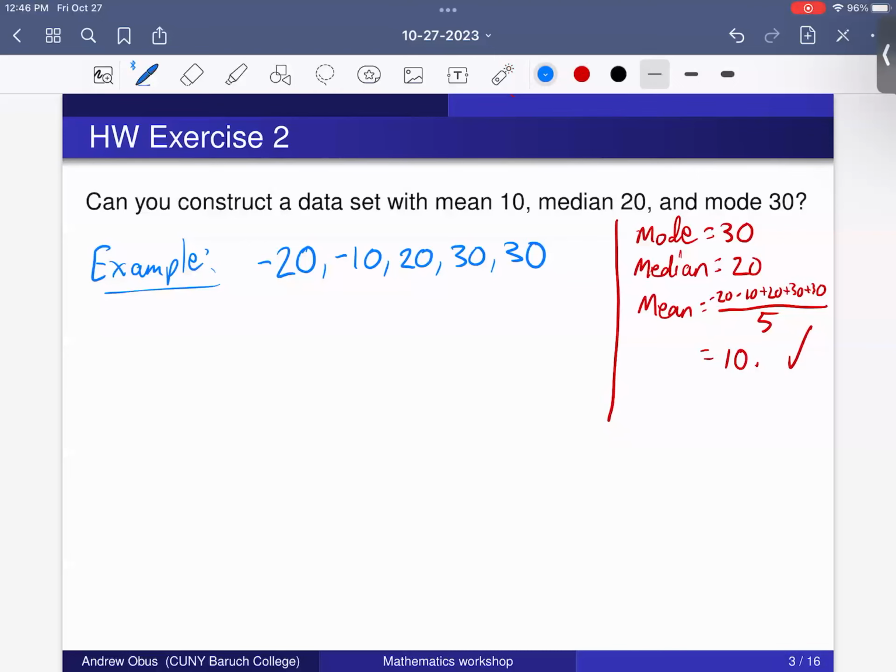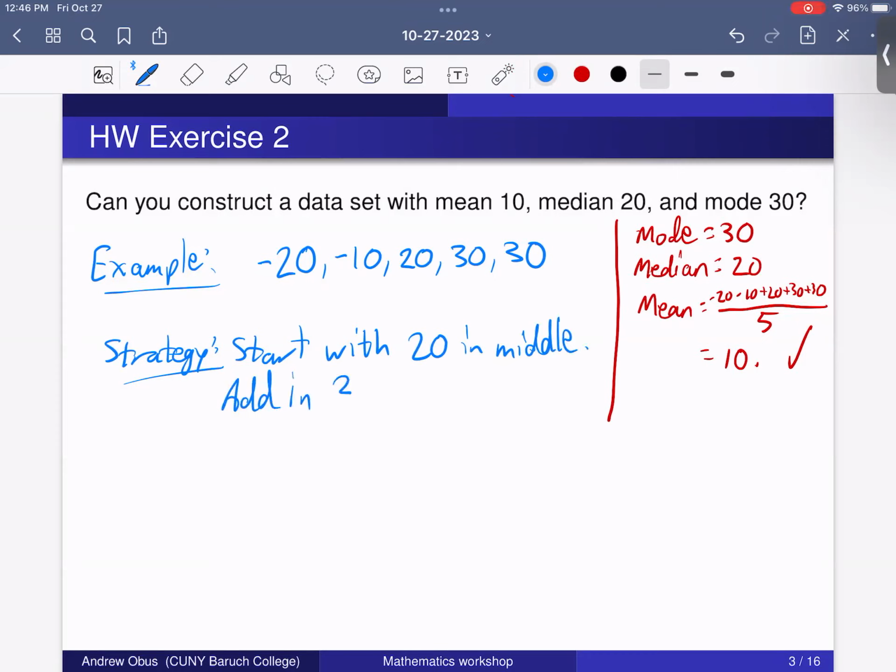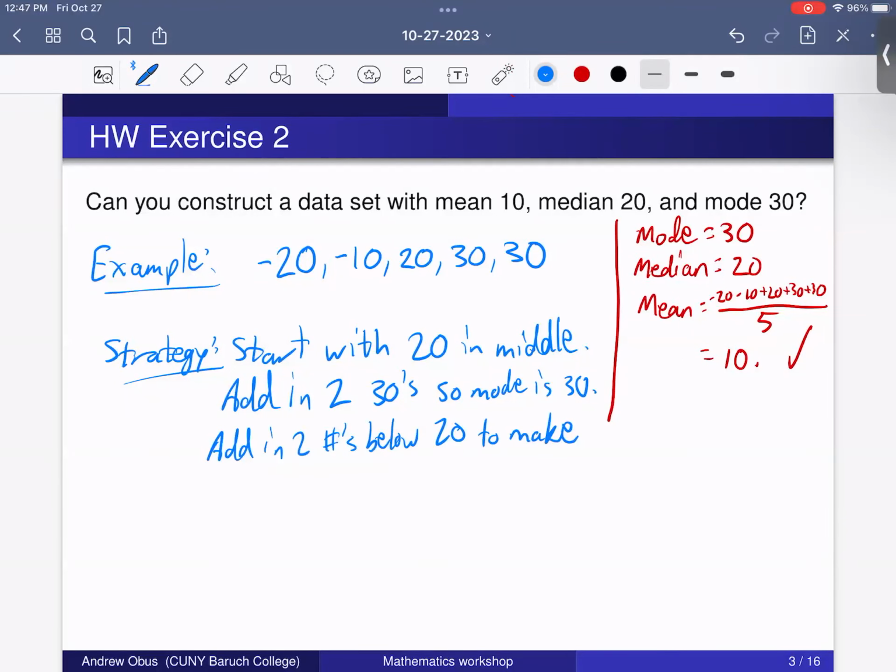Let me just write that down. So just the strategy here: start with 20 in the middle, then add in two 30s, so the mode is 30. Then add in two numbers below 20 to make the total sum 50, so that the mean is 10. Great.